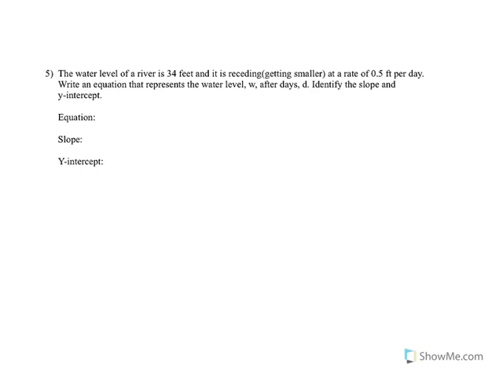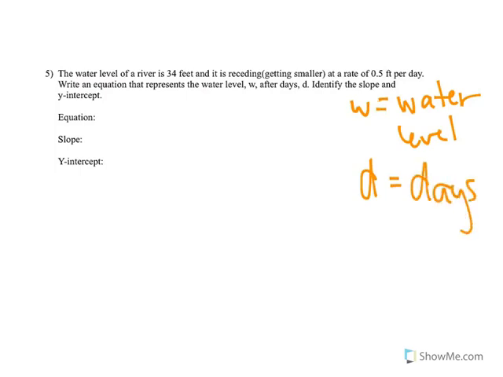So the problem gives us our variables. It says that W stands for the water level, and that D stands for the amount of days. So we're going to look at our equation. We want the equation to represent the water level. So we want it to be W equals, now to find the water level, we start out at 34 feet. So you can kind of imagine that as the y-intercept because that's where we're starting. So we're starting at 34 feet.